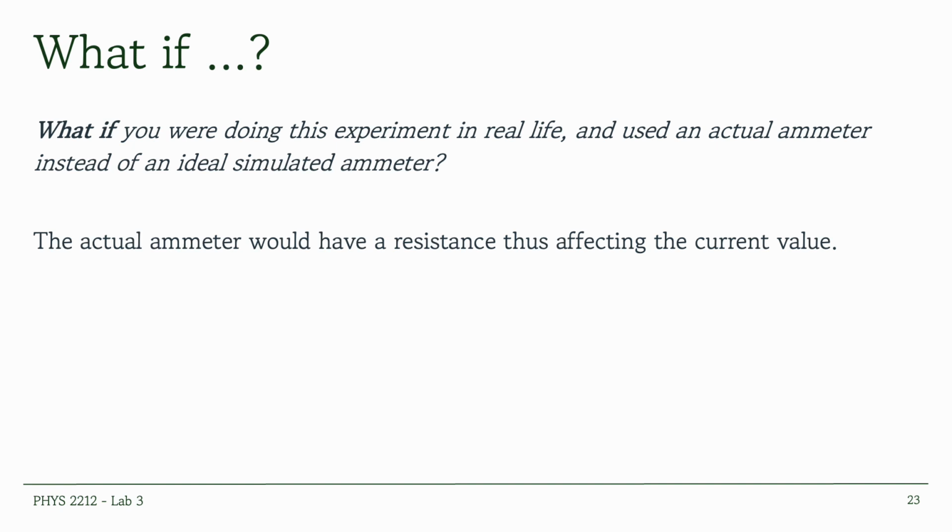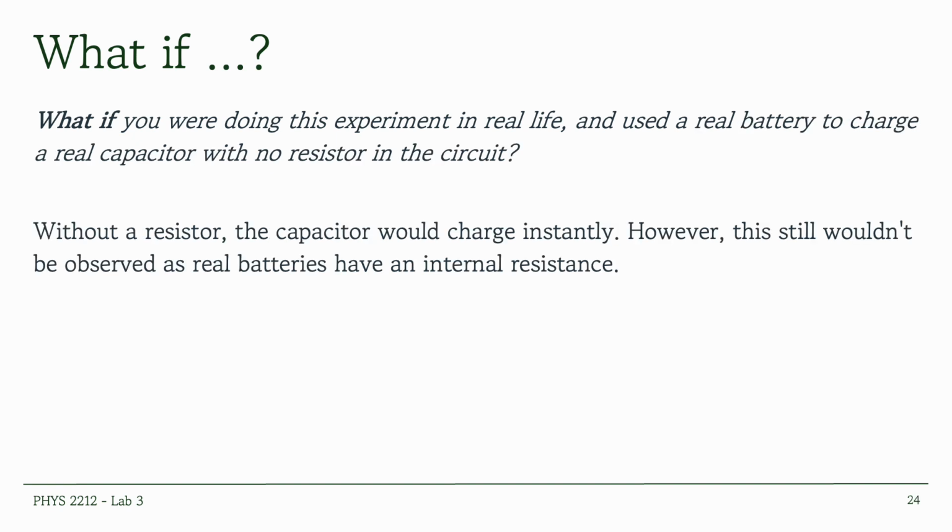So then what if we were doing this experiment in real life using an actual ammeter instead of an ideal one? The actual ammeter would have a resistance value, thus affecting the current. And then what if we did this experiment with a real battery and then we had no resistor in the circuit? Well, without a resistor, we wouldn't find any hindrance to the capacitor being charged, so it would charge instantly. However, since batteries have an internal resistance, we still wouldn't see this immediate charging.